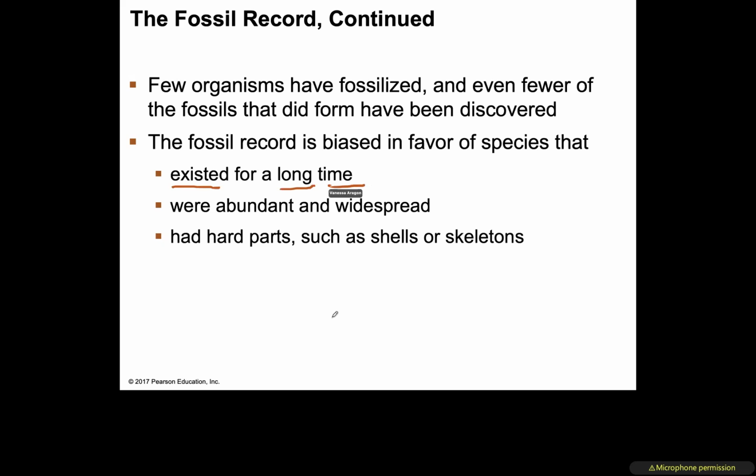That increases the chances of fossilization, or I should say of us finding a fossil of that type of organism. Very abundant, lots of them, widespread. So not over the course of a long time, but over the course of a big geography. And then also the best fossils are going to be from organisms that had hard parts, such as shells and skeletons. Okay, soft body organisms do not fossilize well, or even at all. Some do, depending on the situation.